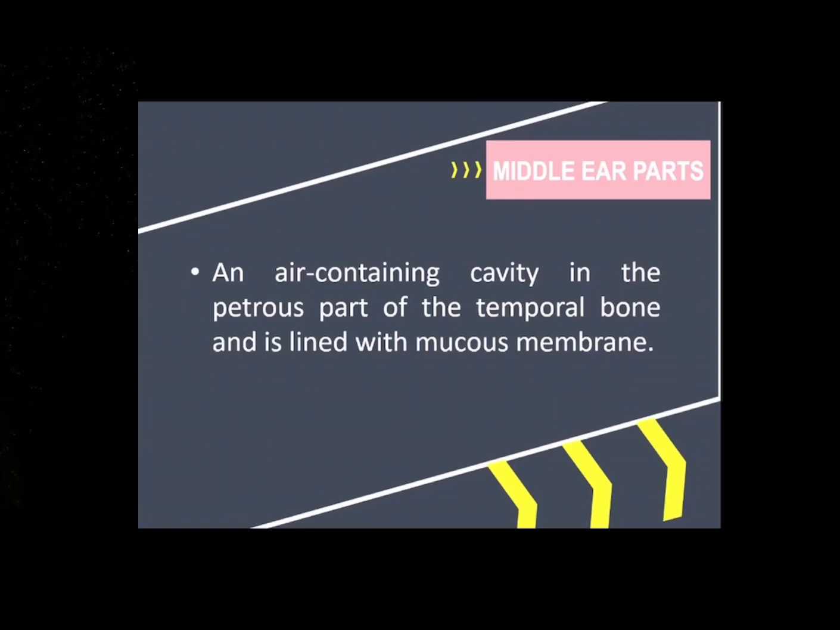It is a narrow, oblique, slit-like cavity whose long axis lies approximately parallel to the plane of the tympanic membrane. It communicates in front through the auditory tube with the nasopharynx and behind with the mastoid antrum. The middle ear has a roof, floor, anterior wall, posterior wall, lateral wall, and medial wall.